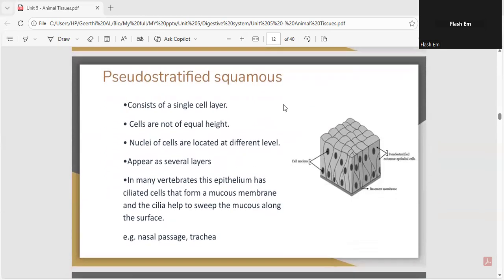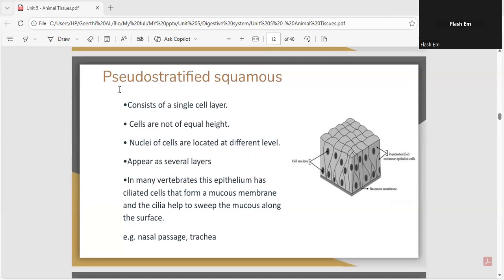Then pseudostratified consists of a single cell layer. So what do you understand from pseudo? It's not really a single-celled structure. It's exhibiting a false structure. It has a single cell layer, but it does not appear as a single cell layer. Why? Because the cells are not of equal height. The nuclei are located at different levels, so they appear as several layers. That's why I mentioned that name for that epithelial tissue.